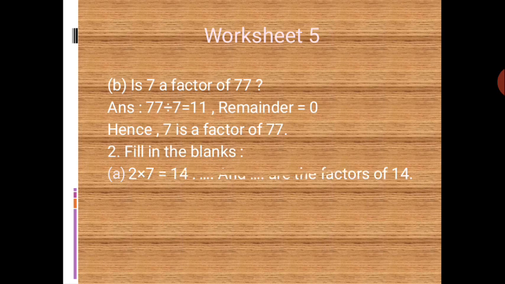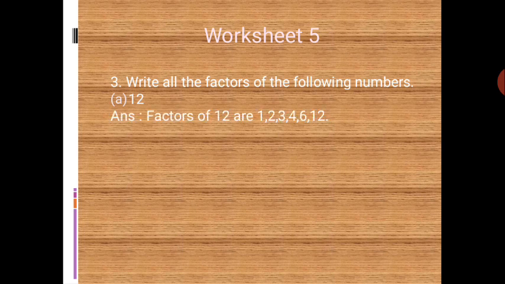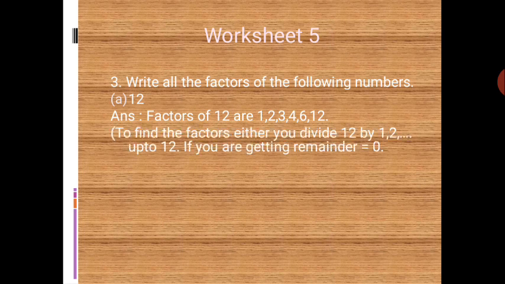Number 2. In question number 2, 2 multiplied by 7 is equal to 14. So according to the definition of factors, 2 and 7 both are the factors of 14. So our answer is 2 and 7. Now in question number 3, write all the factors of the following numbers. The first number is 12. For this, you have to find all the factors of 12.